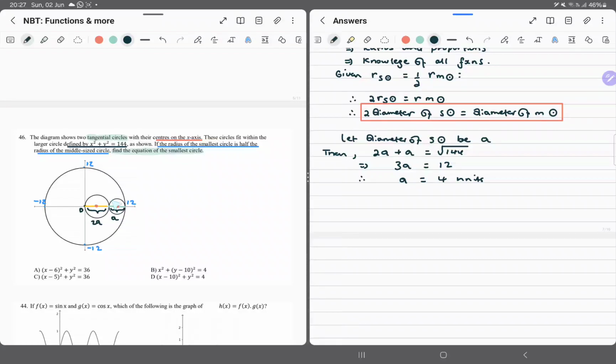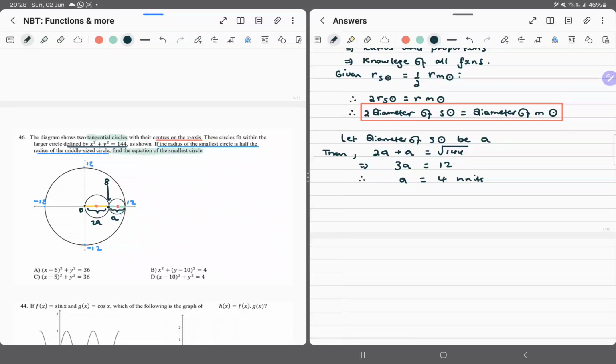So what does that mean? It means that point right there, that point on the circumference, is 4 units back from 12. That would be 8. Okay? Because it means the diameter of the middle circle is going to be 2 times 4, which is 8 units. Okay.